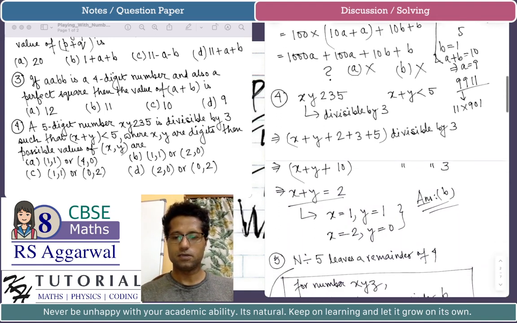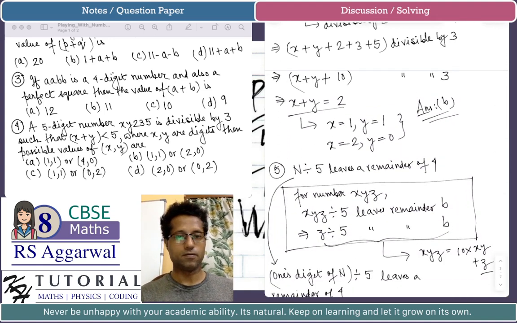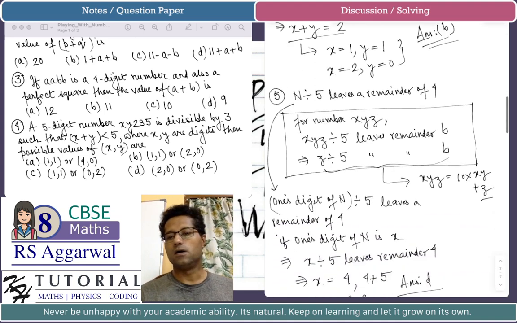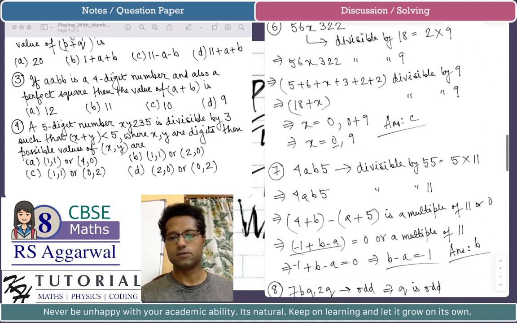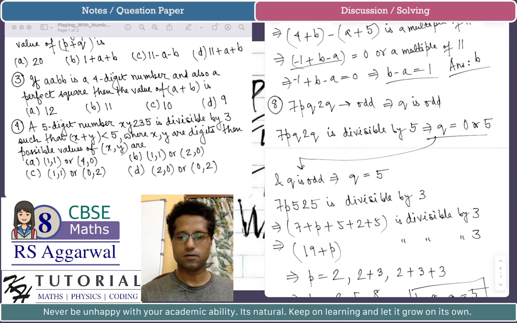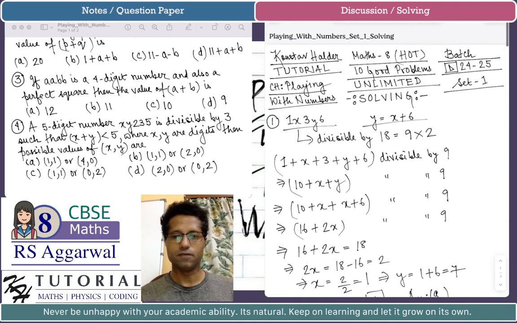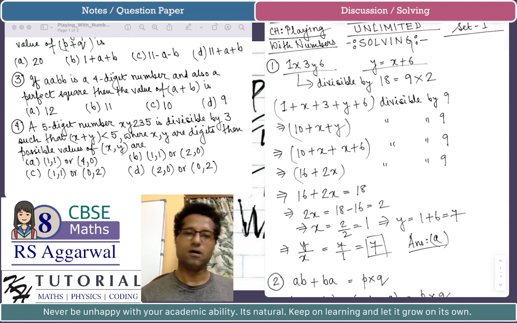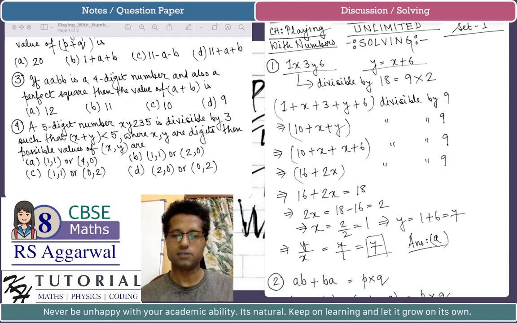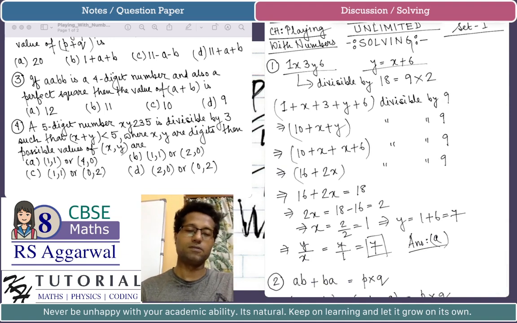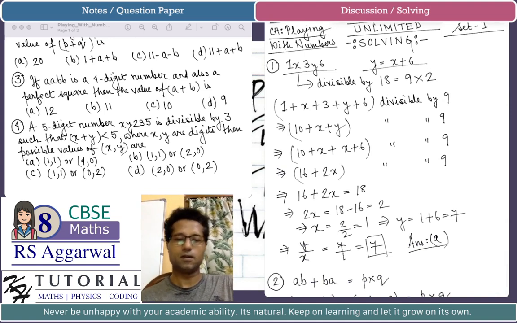So with one failure of solving a problem, that is problem number 3, I was able to solve 9 problems. With this, it comes to an end in solving these 10 problems of set 1 on the chapter of playing with numbers. I hope these problems will give you good practice for evaluating your understanding of the concepts of the chapter of playing with numbers.